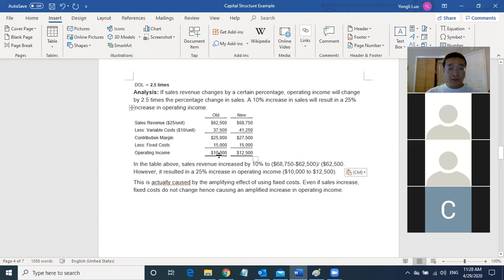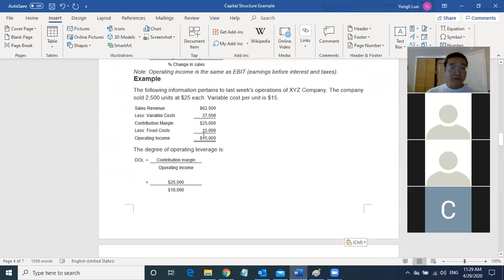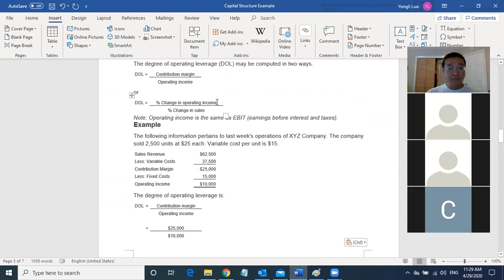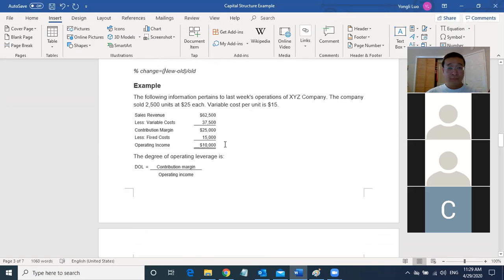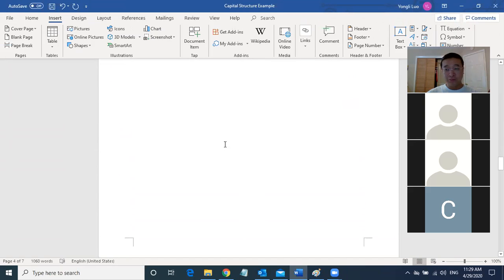And for operating income, it's the same: the new minus old, divided by old, using the difference. So the degree of operating leverage is the percent change in operating income divided by the percent change in sales. How do you get a percent change? The percent change is the new minus old, divided by old. It could be in different formats.